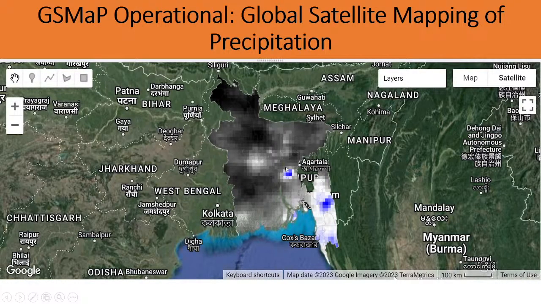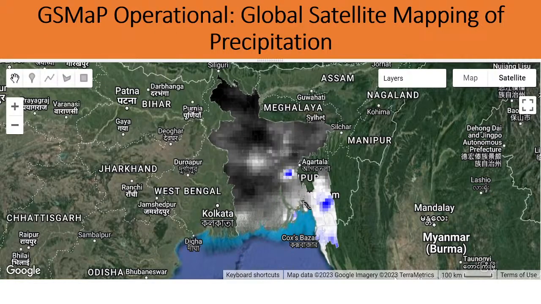The white color identifies very low precipitation. We can also check the measurement for each pixel, how much precipitation will happen. This type of analysis we can also do in the Google Earth Engine platform.